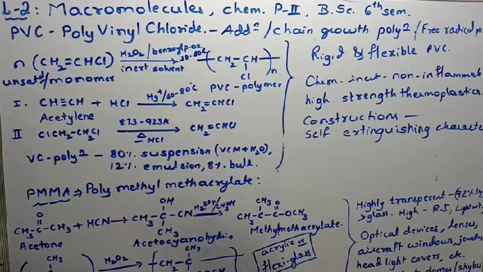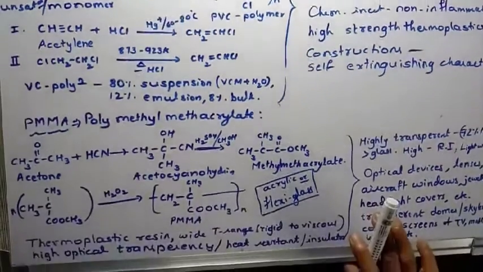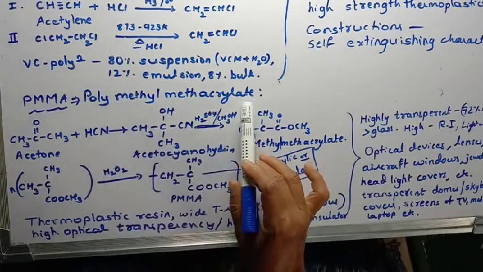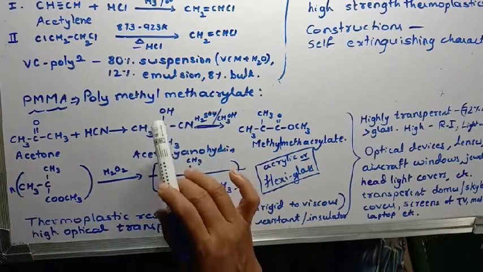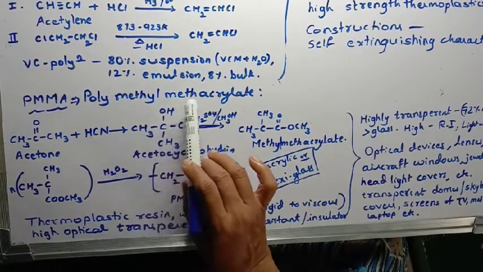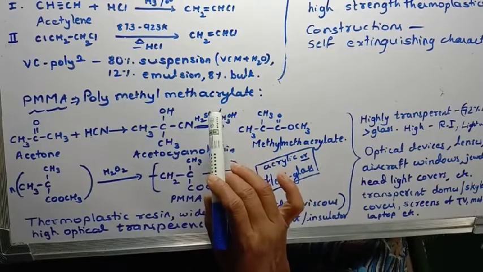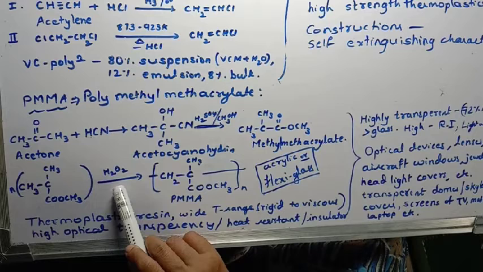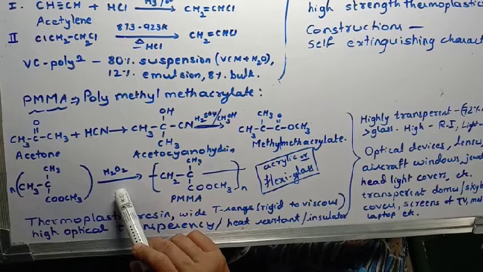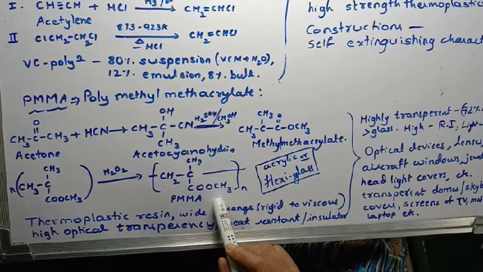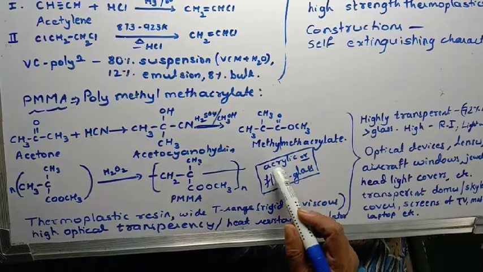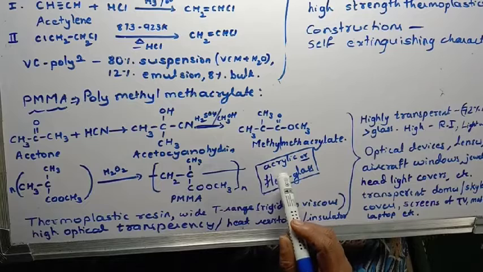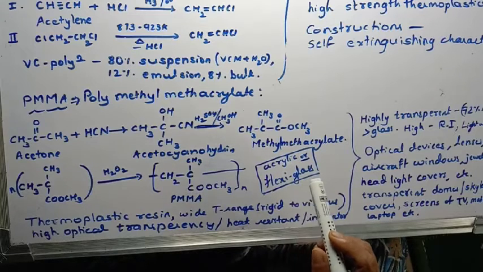Okay, so with this we'll move on to the next one, that is PMMA. PMMA is nothing but polymethyl methacrylate. In this case, methyl methacrylate is a monomer. When this monomer is subjected to polymerization in the presence of peroxides as a catalyst or initiator, it gives PMMA. And this PMMA is also known as acrylic glass or plexiglass.